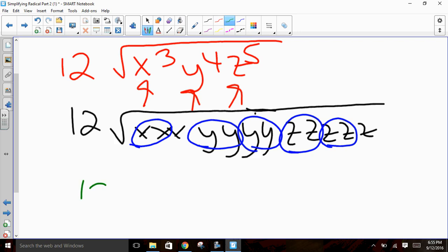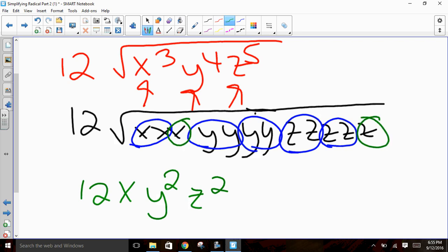Alright, so I still have my 12. I have one group of x's coming out. I have 2 groups of y's, which is y times y, which gives me y squared. Same idea, I have z times z, which gives me z squared. But then I still have this little x and this little z left under my radical sign.